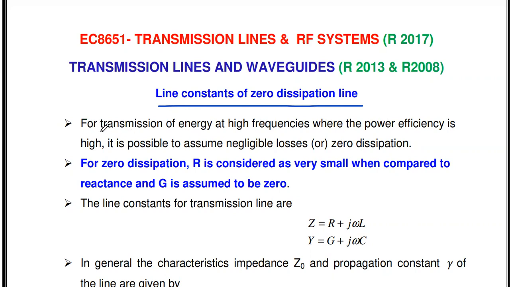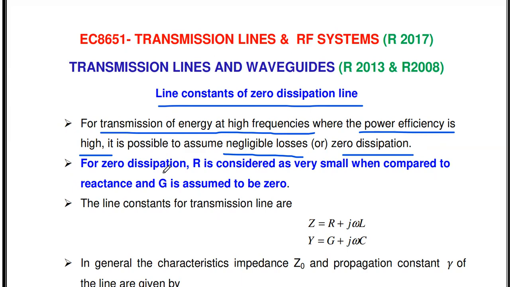First, for transmission of energy at high frequencies, the power efficiency should be high. In order to make the power efficiency high, the losses should be negligible or zero, that is, zero dissipation. That's why, in order to carry high frequency signals, we have to design a zero dissipation line.